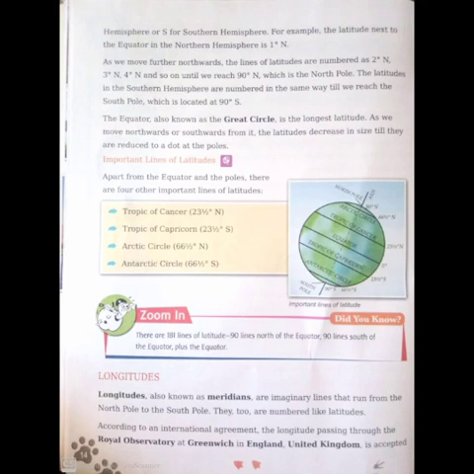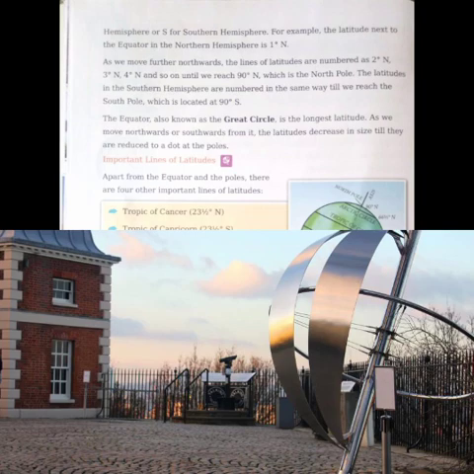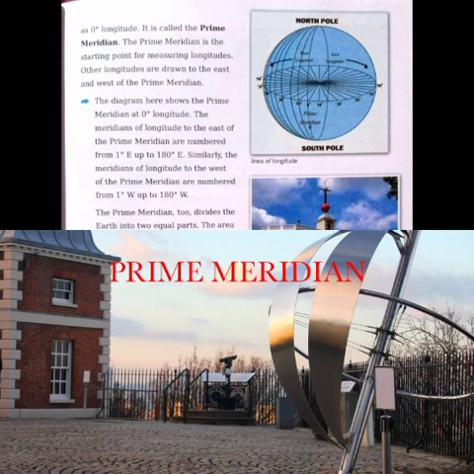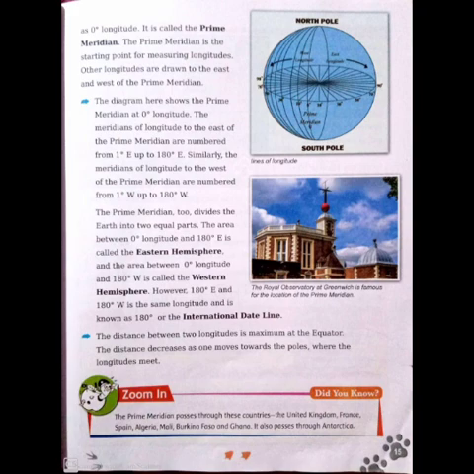According to an international agreement, the longitude passing through the Royal Observatory at Greenwich in England, United Kingdom, that place is accepted as 0 degree longitude, which is called the prime meridian. The prime meridian is the starting point for measuring longitude, like the equator is the starting point for measuring latitudes. Other longitudes are also drawn to east and west of the prime meridian.